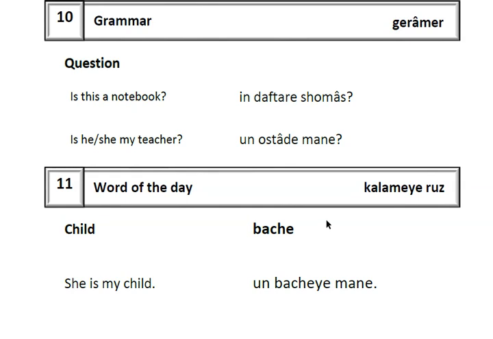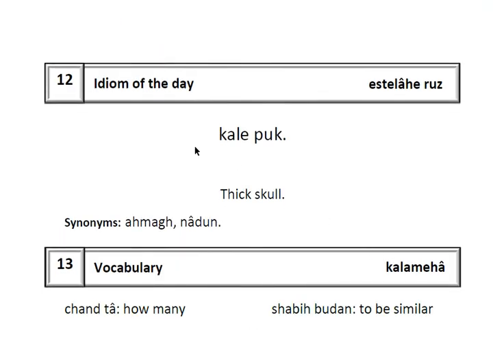Okay, let's take a look at the word of the day. کلمه روز. روز means day. کلمه means word. بچه is the word of the day. بچه means son or daughter or child. اون بچه منه. He or she is my child.